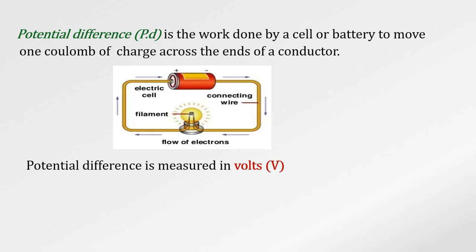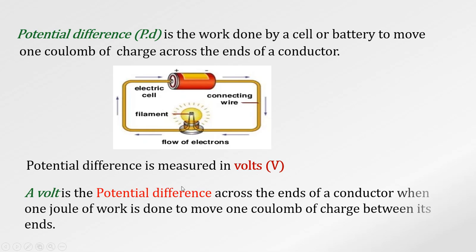What are the units of potential difference? The potential difference, or PD, is measured in volts. So what is a volt? A volt is the potential difference across the ends of the conductor when 1 joule of work is done to move 1 coulomb of charge between its ends.